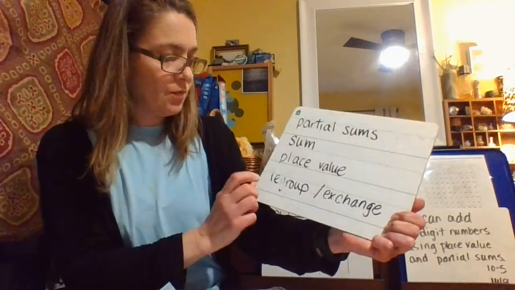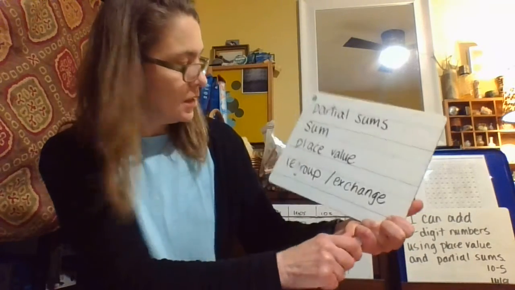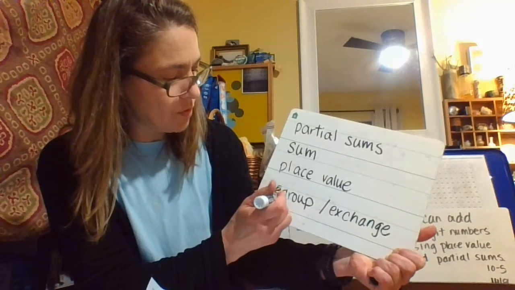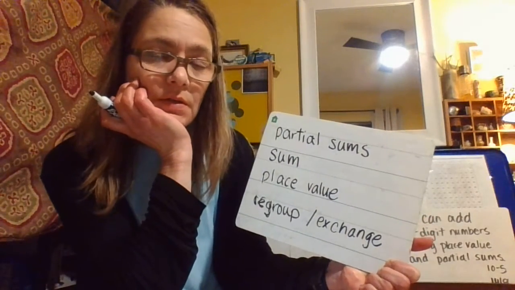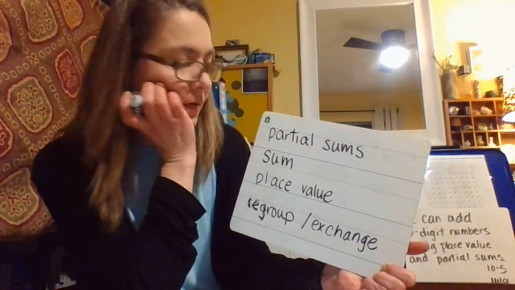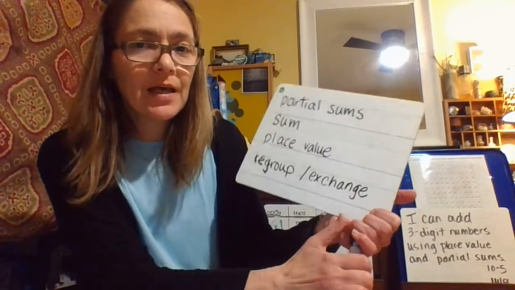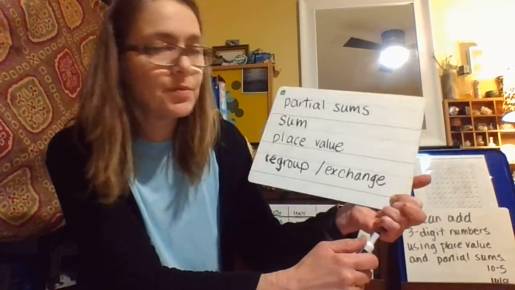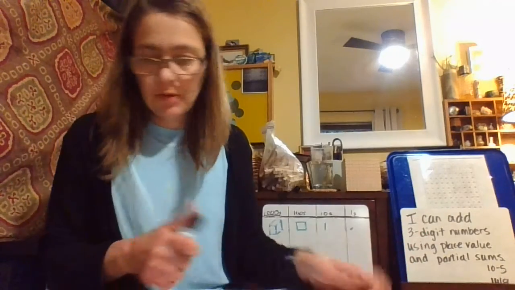Okay, and then regroup. Regroup we know as making an exchange, and when we regroup, we make a bundle, just like we did with the straws and the rubber bands. And we regroup when there's 10 ones, a two-digit number in the ones column, and then we make it a 10, and we make that exchange. And we also do it now when we have 10 tens in the tens column. That becomes a three-digit number because 10 groups of 10 is 100. Okay, so that's your vocabulary.